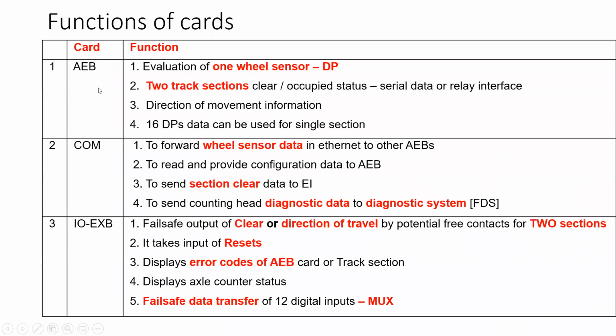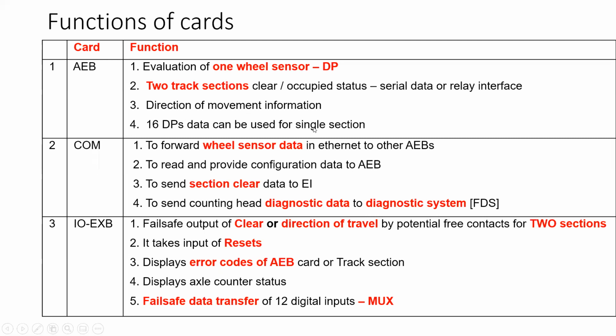So again, what are the functions of the AEB? This is the evaluation of one wheel sensor. That means each DP requires one AEB. And it can provide two track sections' clear or occupied status. Then the direction of movement also it can give. This is another benefit of the Frauscher axial counter. It gives the direction of movement.